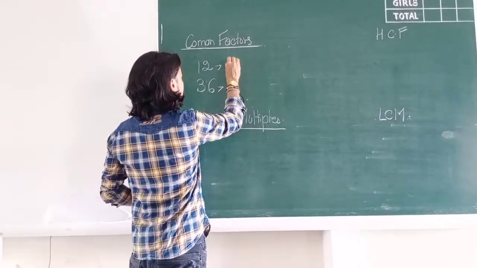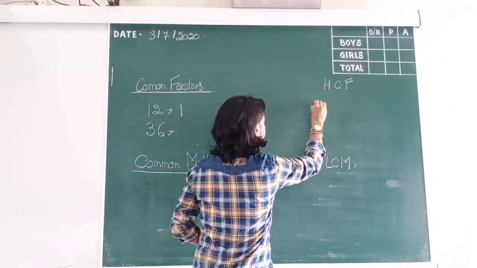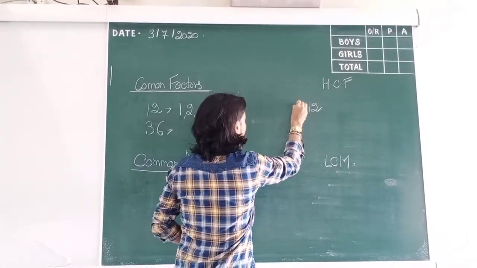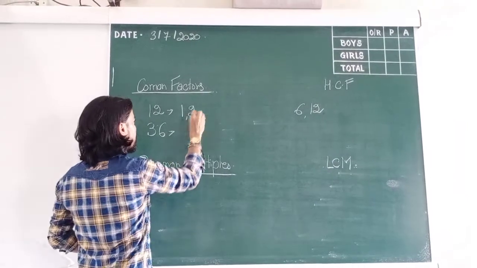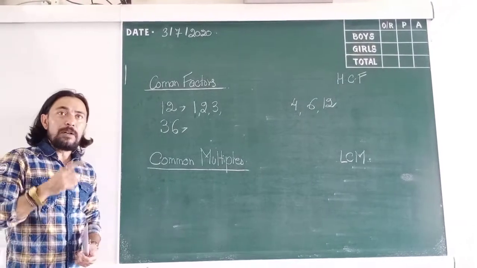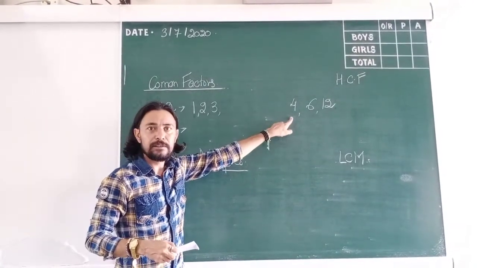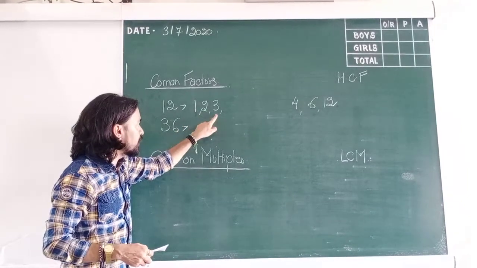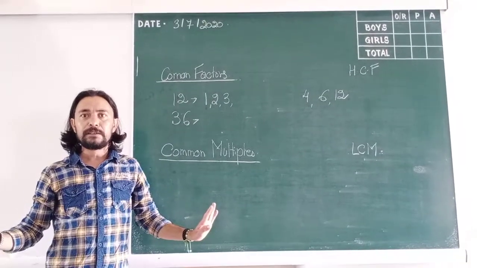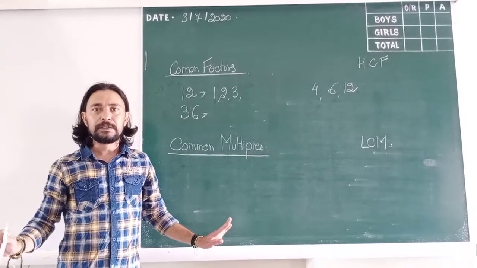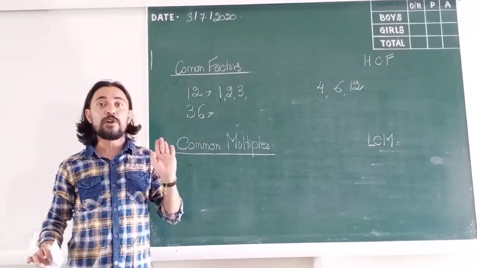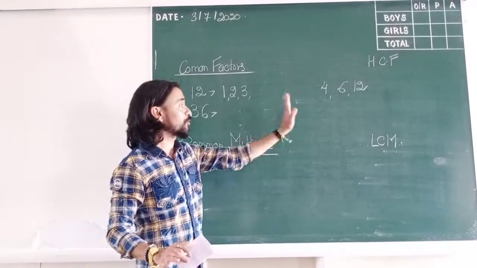Let's see what they are. So 1 12s are 12, 2 6s are 12. Does 3 divide 12? Yes. 3 4s are 12. Next number 4. 4 is already there. So I started with 1, I went to 2, I went to 3, and 3 4s are 12. 4 is already there. So I stop. There are no more factors for 12. The moment the next number that comes to your mind is already there, or the number repeats itself, then you stop. That's it. Those are all the factors of 12.